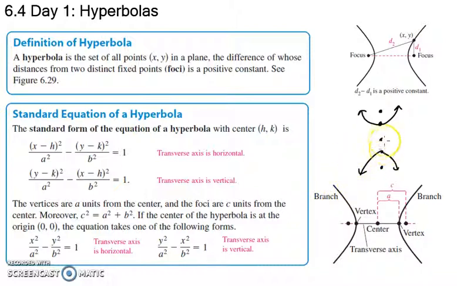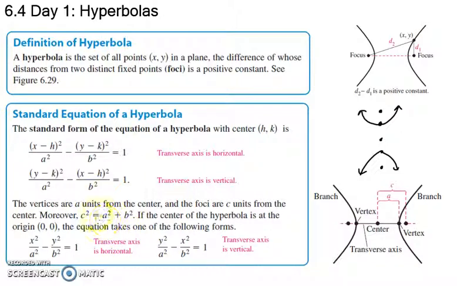So the distance from the center to a vertex, like they have listed here, is still a. The distance from the center to a focus is still c, except this time a is going to be smaller than c. B is going to work the same way going up this way, or vertically it's going to go out this way. And the relationship between a, b, and c this time is going to be the Pythagorean theorem. So last time it was a squared minus b squared, this time it's a squared plus b squared.